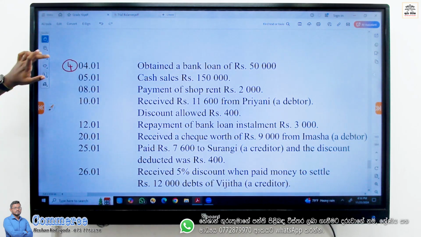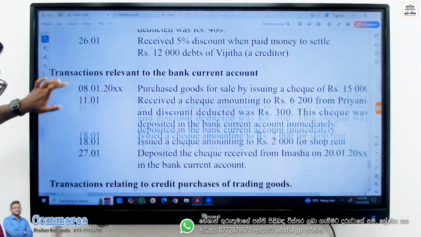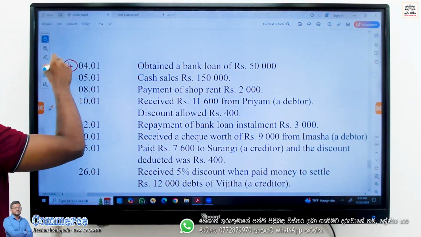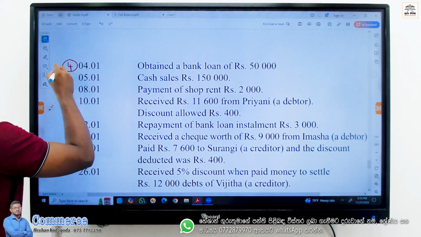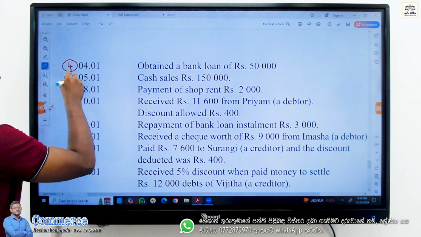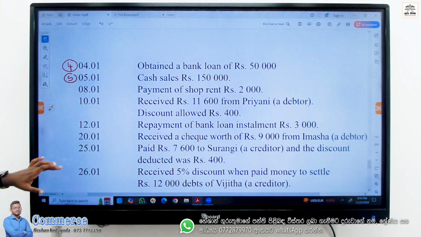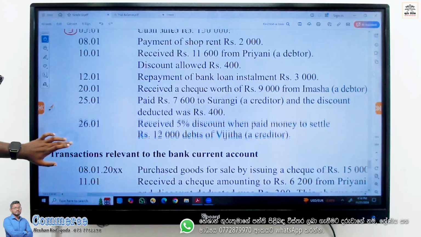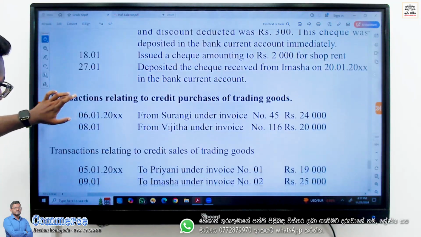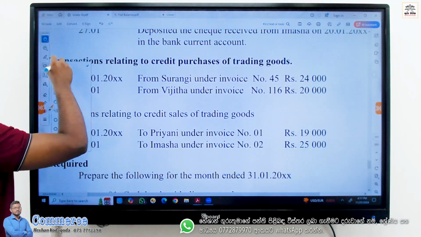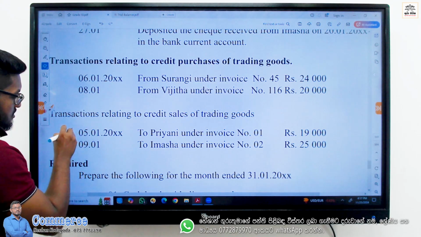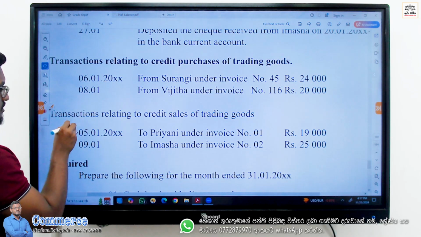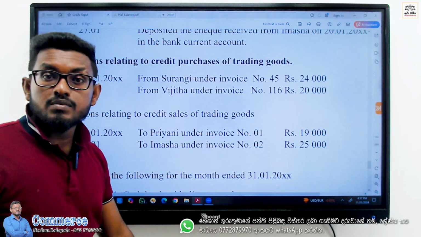Then January 5th, how many transactions? 1, 2. Two transactions are there. So to the first one I put number 5 for January 5th. But you can see there is another January 5th transaction, right? Understand? It is not a different date, it is also January 5th. So this is number 6. Okay guys, are you there? Can you hear me? This is number 6.